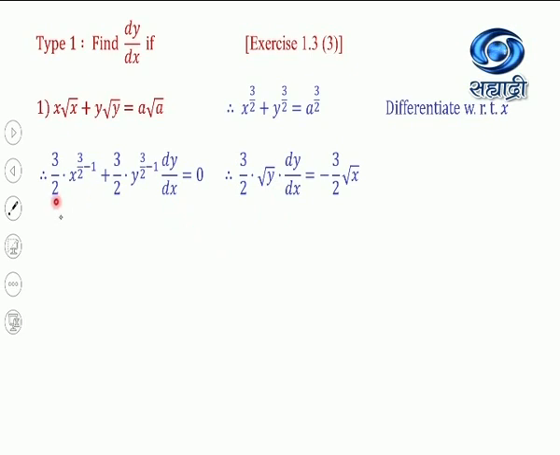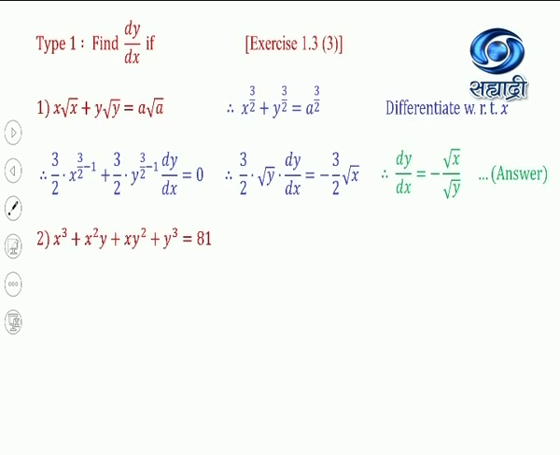Now take this first term on the other side, it becomes minus 3 by 2, x to the power 3 by 2 minus 1 becomes again x to the power half, and that is root x. So we get this type. And now, 3 by 2 from both sides get cancelled. We get root y into dy by dx equal to minus root x, and take this root y on the RHS in the denominator. So we write dy by dx equal to minus root x upon root y. And now this is our final answer.